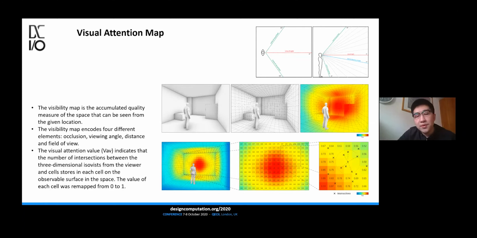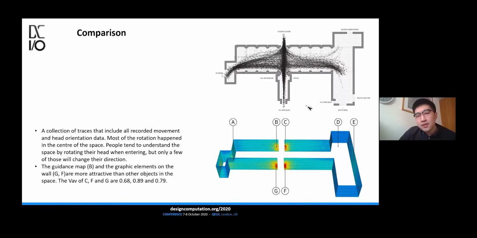The visual attention value indicates the number of intersections between the three-dimensional isovist from the viewer and the cell. For example, every cell stores how many intersections happen in that cell. We remap the value from 0 to 1. That's how we get a heat map from one piece of data from one location. This is all the data we recorded on site, and we remapped all the movement. This is roughly 400 movements in the space.